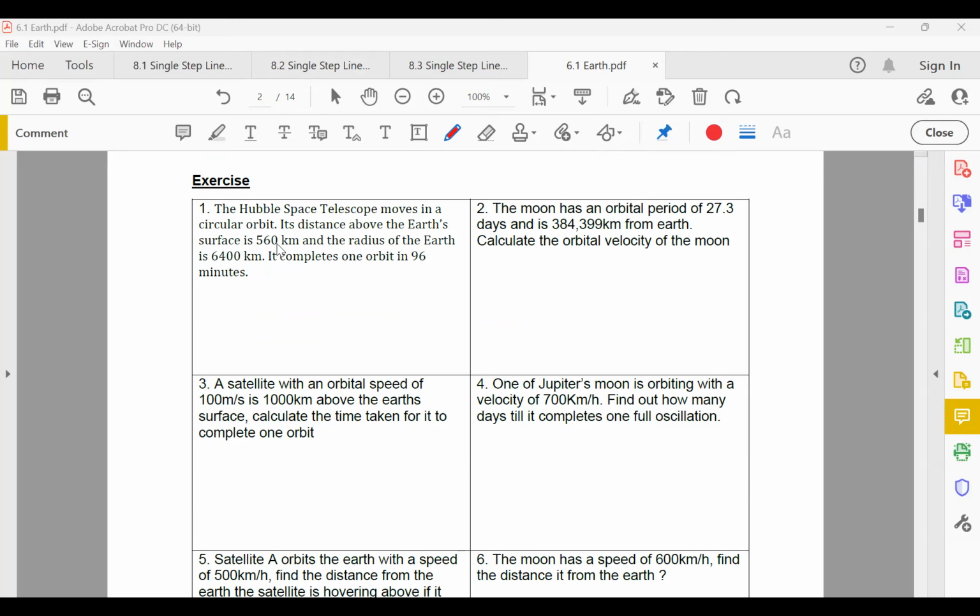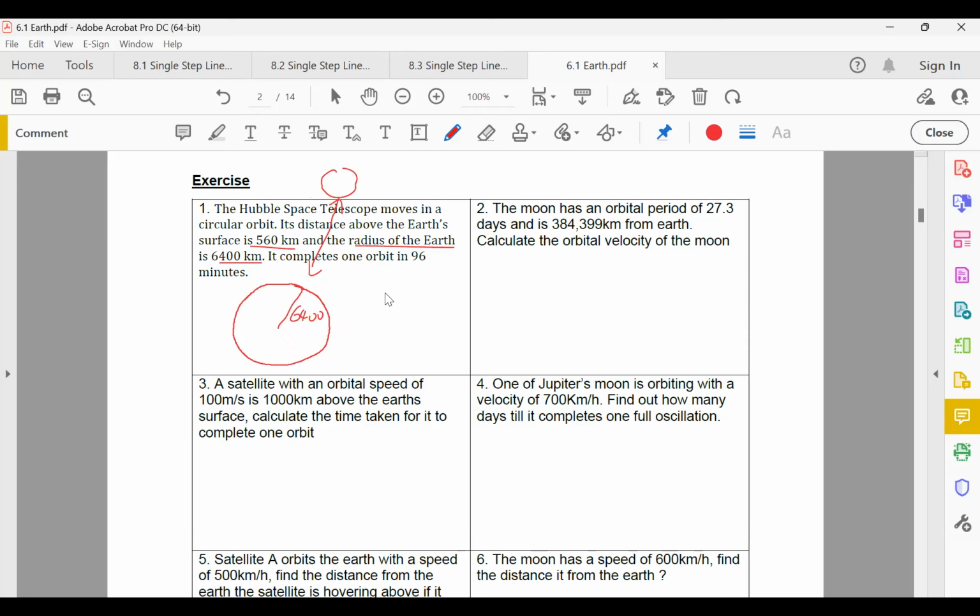No, we got minus, bro. It's plus, bro. It says the Hubble Space Telescope moves in orbital speed. Its distance above the Earth's surface is 560 km, and the radius of Earth is 6,400. This is Earth, and this thing is 560 kilometers away, but the radius of Earth is another 6,400. So I have to add these two together.